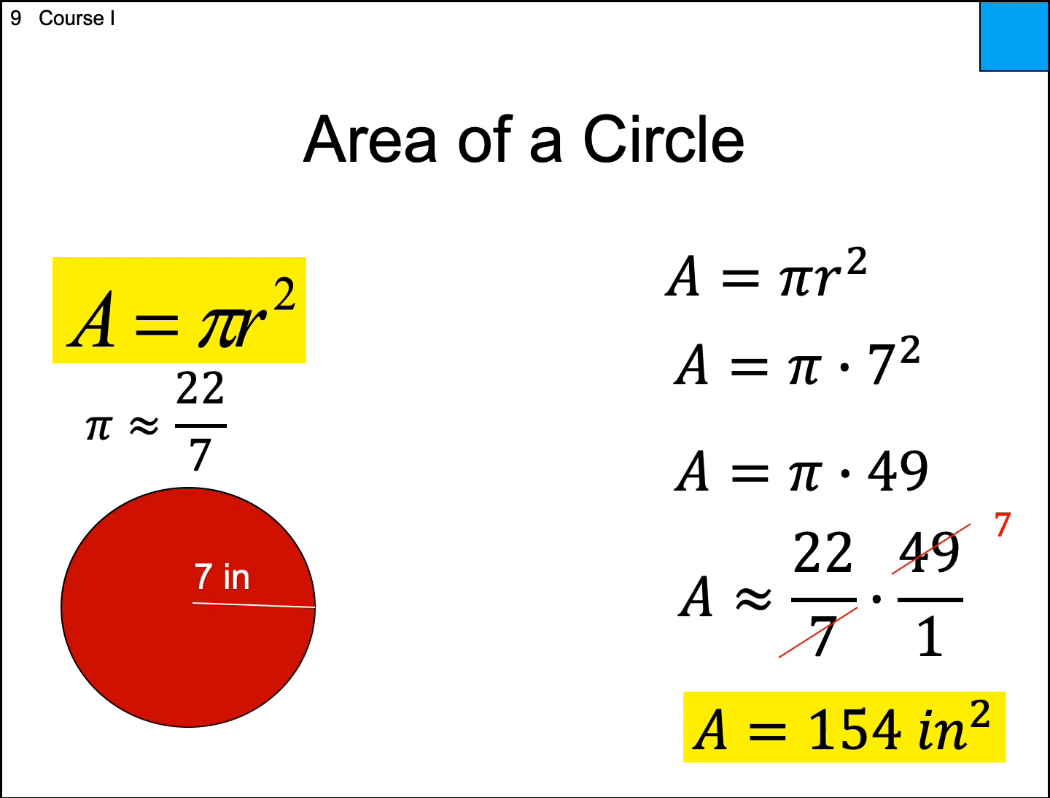Okay, makes sense? So using 22/7 is, well, I mean, with a calculator, 3.14 is just as easy. But if you were asked to do this by hand, that's what you would have to do. Okay?